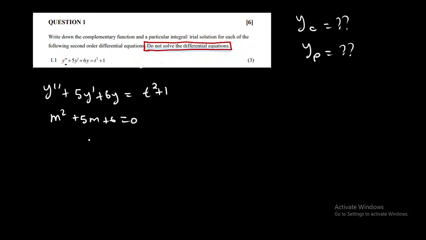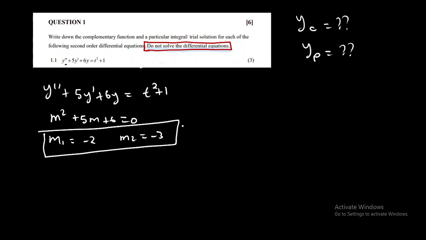This is the differential equation which you were given: y double prime plus 5y prime plus 6y equals t squared plus 1. The first thing you do is determine your characteristic equation, or what we call your auxiliary equation. Basically you're going to have m squared plus 5m plus 6 equals 0. If you use the calculator, you will see that m1 equals minus 2 and m2 equals minus 3.